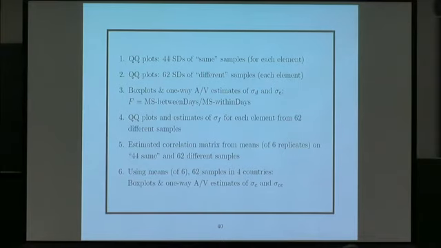So here's how I'm going to answer it. I'm going to whip through these QQ plots of the 44 standard deviations of the same samples, the 62 standard deviations of the different samples. I'm going to look at the box plots and the one-way analysis of variance estimates for the standard deviation within day versus the replicate standard deviation. QQ plots and estimates of the standard deviation for fragments from different countries, different samples. We'll look real quick at the estimated correlation matrix.